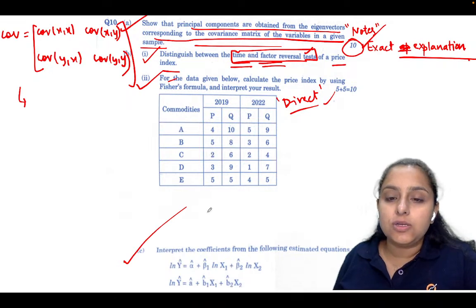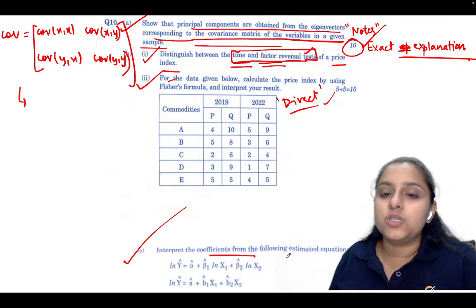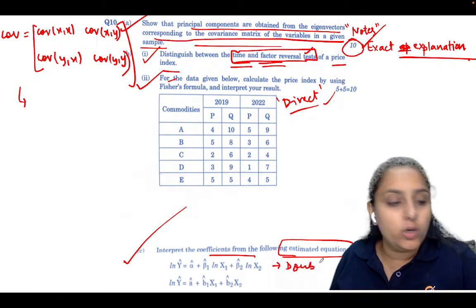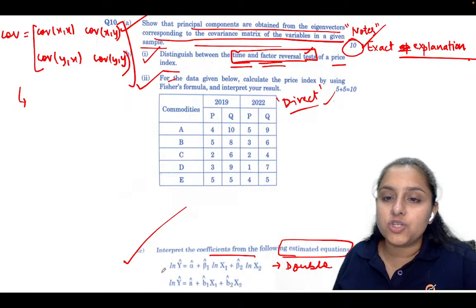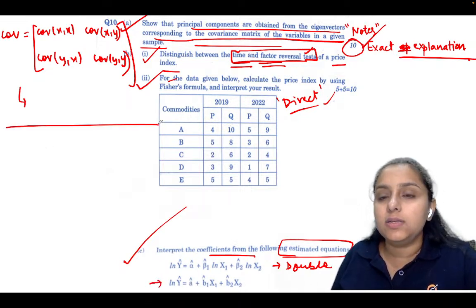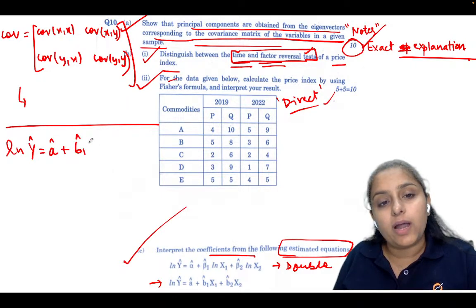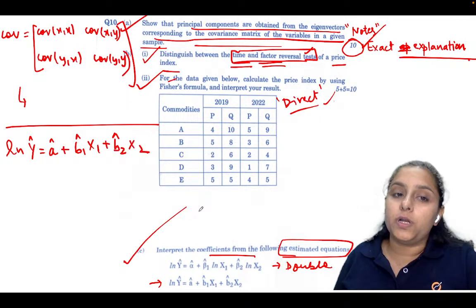Question number C, part C of 10: interpret the coefficients from the estimated equations. So this is again a double log model; the first equation is a double log model. And another one, what is the other one? I'm writing this equation in case it is not visible: log y hat equals alpha hat plus beta1 hat x1 plus beta2 hat x2. So you have to interpret the coefficients.